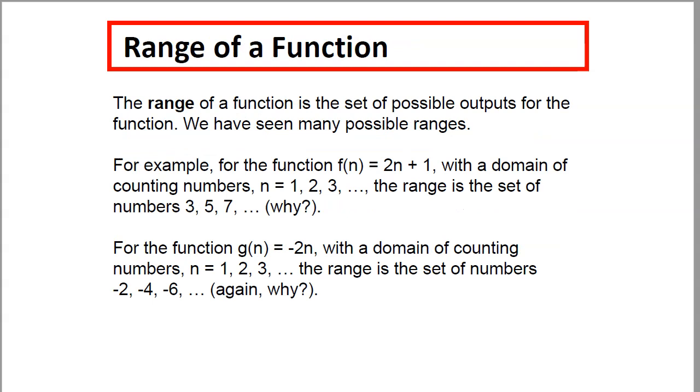The range of a function is the set of possible outputs for a function. We've seen many possible ranges. For example, if our function is f of n equals 2n plus 1 with a domain of counting numbers, the range would be the numbers 3, 5, 7, etc. If the function is g of n equals negative 2n, again with a domain of counting numbers, those figure numbers, the range would be the set of numbers negative 2, negative 4, negative 6. Those are the only numbers you can get.